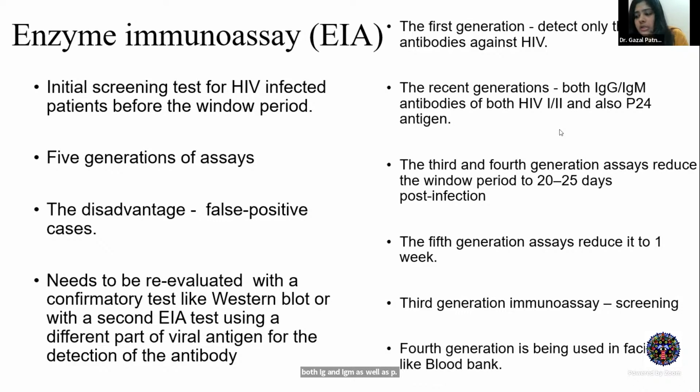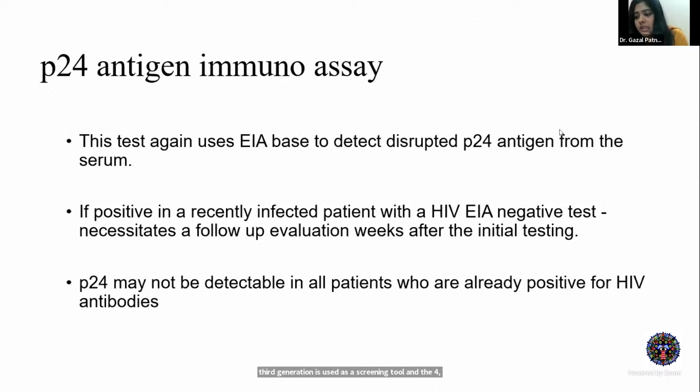Third and fourth generation reduce the detection period to 20 to 25 days. The fifth generation reduced it further to 1 week, while the third generation is used as a screening tool, and the fourth generation is used for blood banks. P24 antigen immunoassay detects the disrupted P24 antigen from the serum.